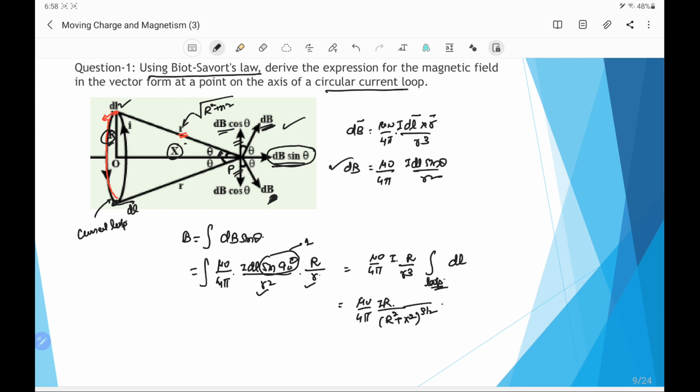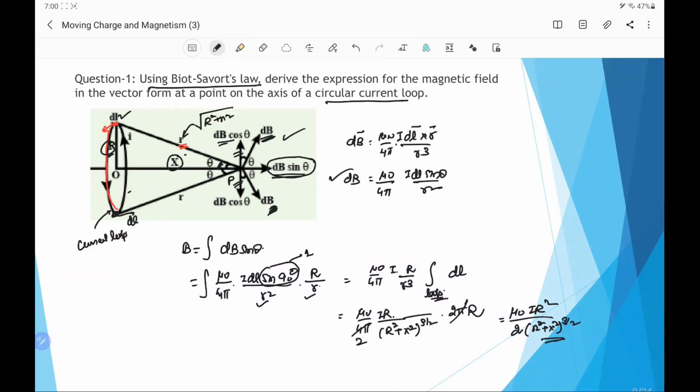And the integration of dl for a closed loop, it is a circular loop, so it will be the circumference, that is 2 pi r. And 2 pi will get cancelled by 4 pi, that is 2, and the remaining will be mu naught I r square by 2 into r square plus x square whole power 3 by 2. And the direction is along the axis of the loop and in the outward direction.